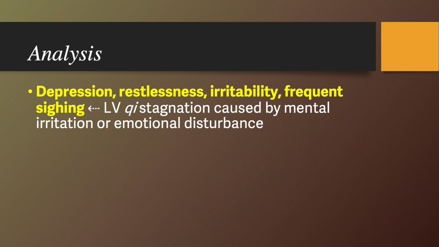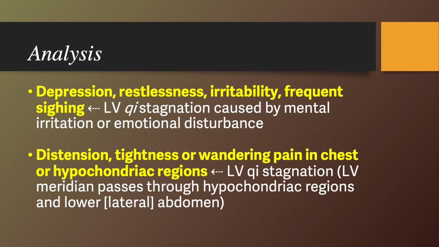The liver is closely associated with emotions. Mental irritation or emotional disturbance may cause liver qi stagnation, resulting in depression, restlessness, irritability, and frequent sighing. Since the liver meridian passes through the hypochondriac regions and lower or lateral abdomen, liver qi stagnation may cause distension, tightness or wandering pain in the chest or hypochondriac regions.